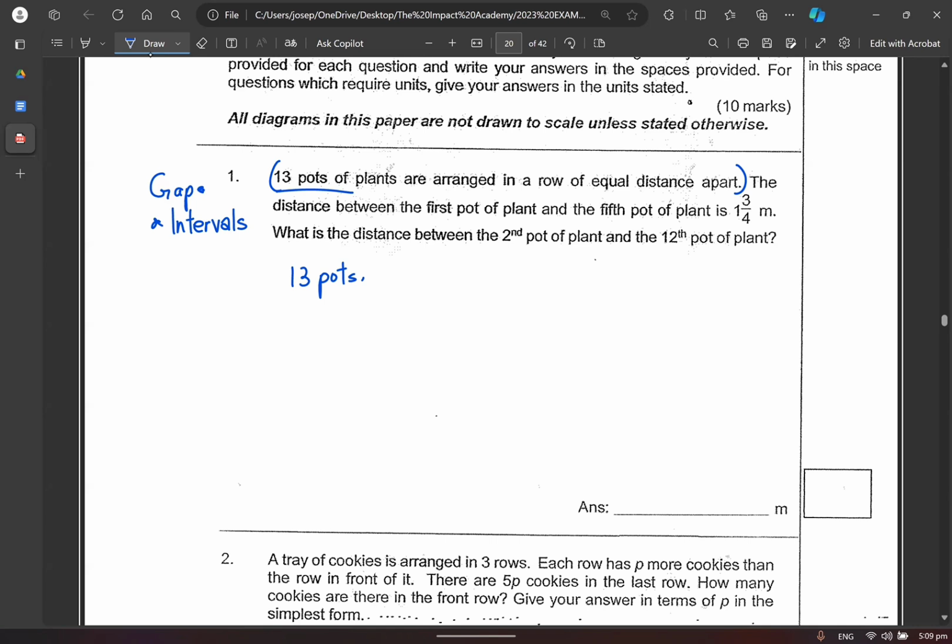Oh, you said 14. Okay, so remember, let's say if I have my fingers drawn out, 1, 2, 3, 4, 5, right? That means to say I have how many gaps? I will have one less than the number of pots, correct or not? So over here has to be 12 gaps. Am I making sense? Do you understand or don't understand? Understand.